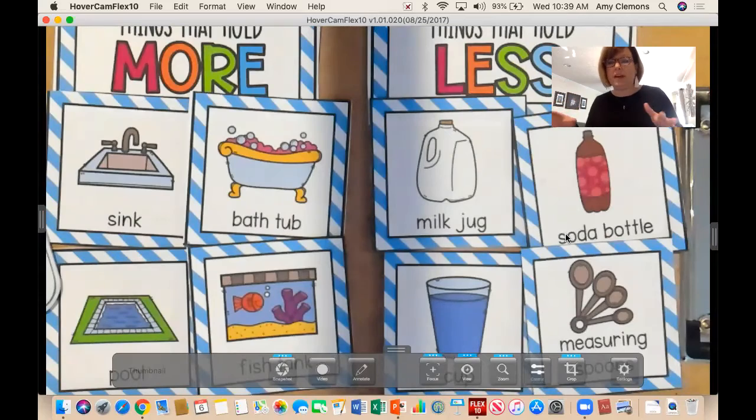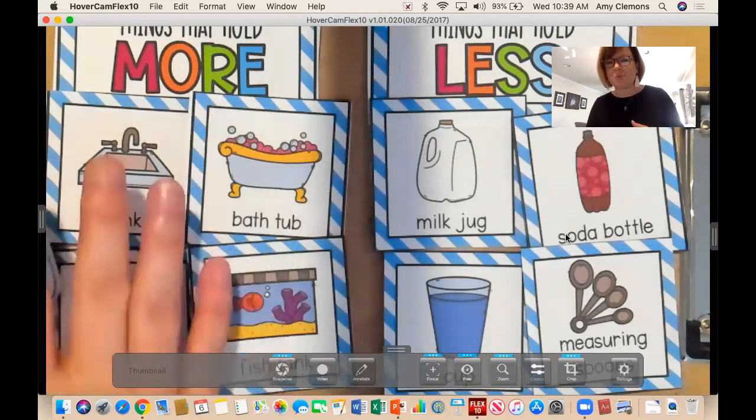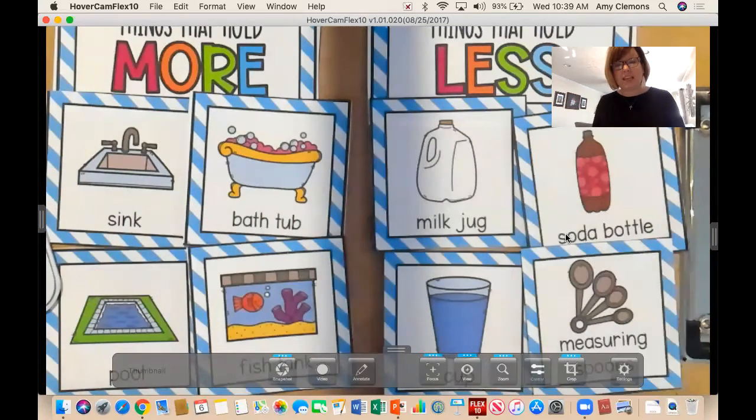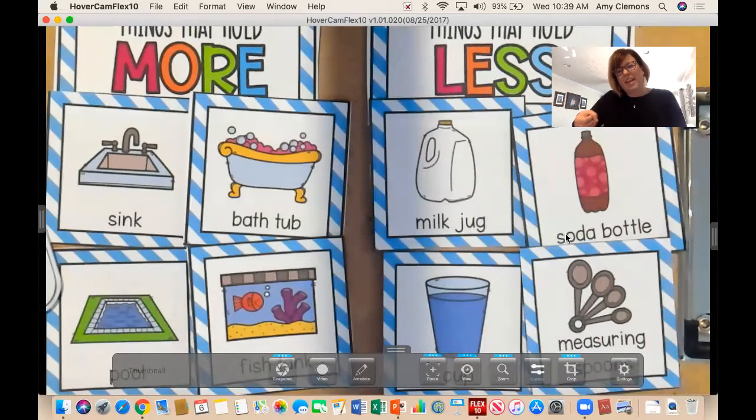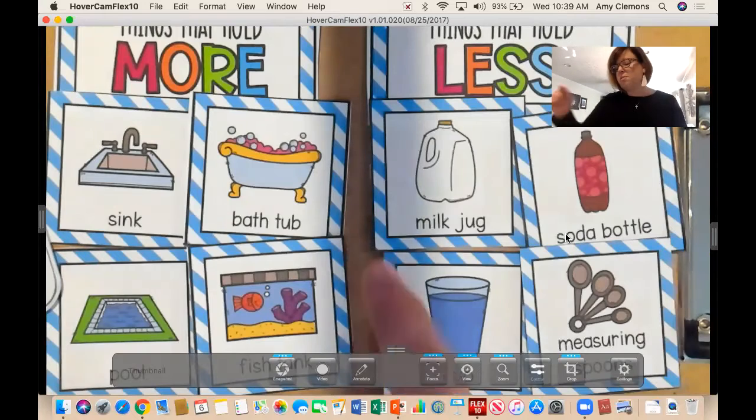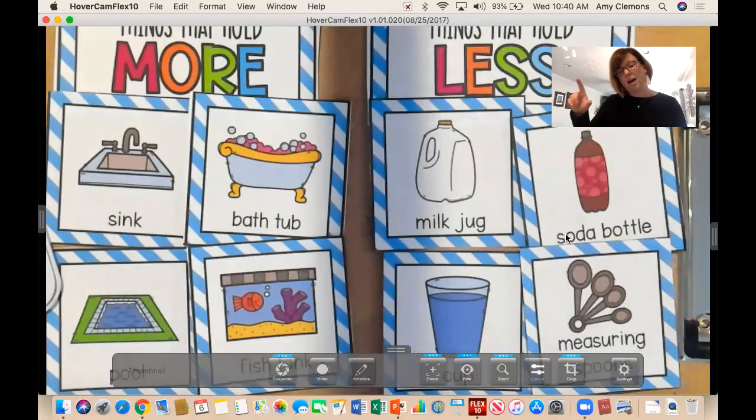Okay, and it doesn't always have to be water. It's just that this whole side was water. It's just some kind of liquid. So over here we have milk, and we know a milk jug, we can carry it. We can't carry around a big old swimming pool, could we? So we know the milk holds less. A soda bottle holds less amount of fluids. A cup holds a little amount, and measuring spoons, they hold a little bit of liquid.